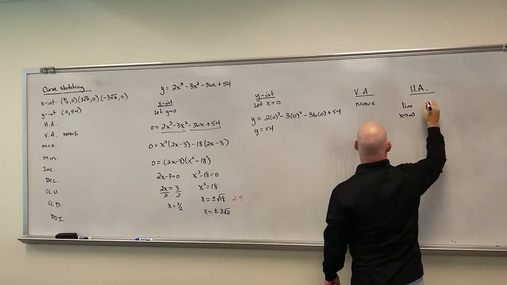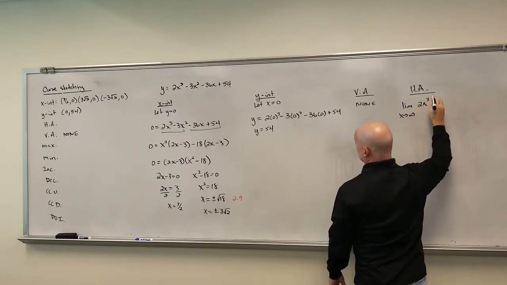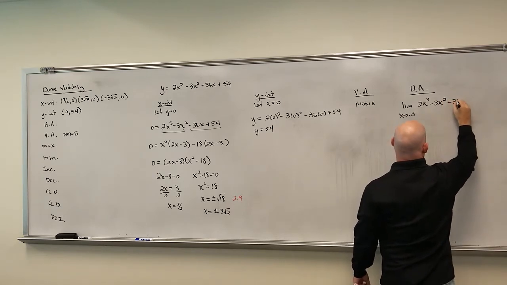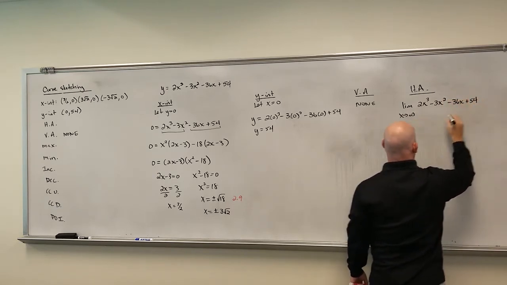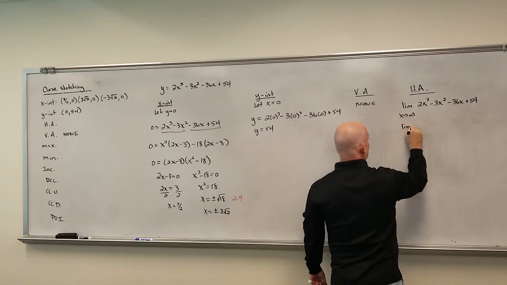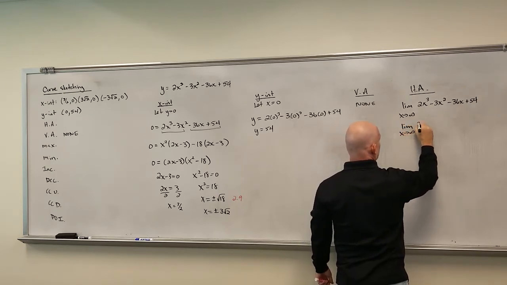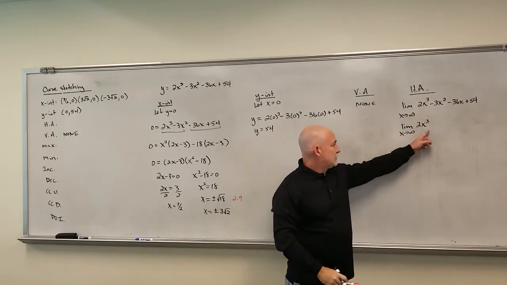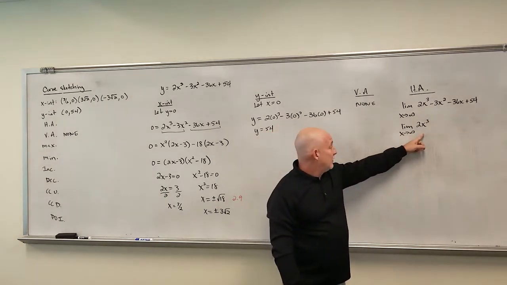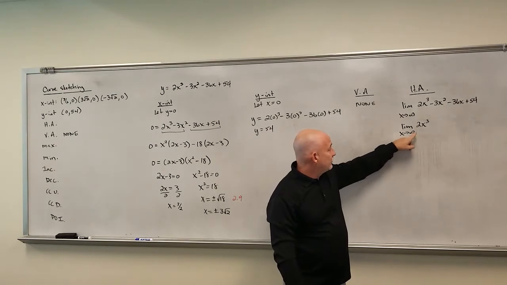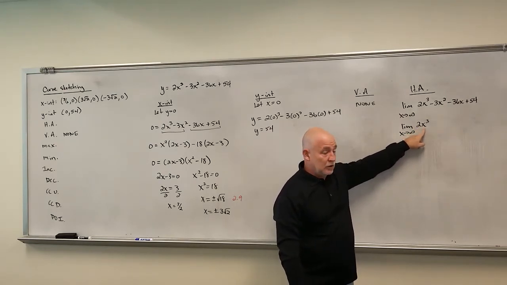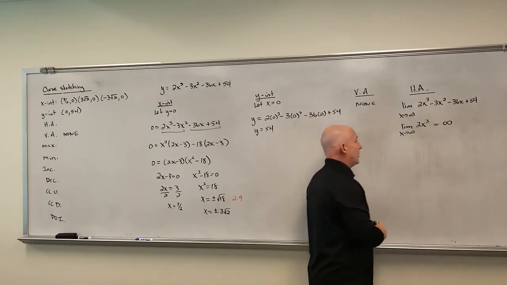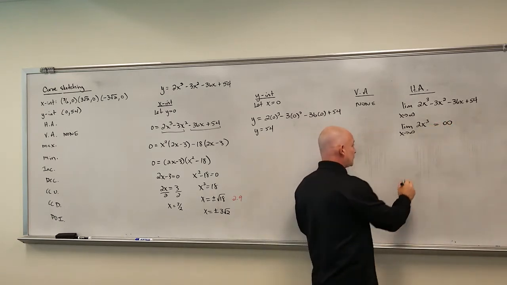For horizontal asymptotes, we need to take this and do the limit as x goes to positive infinity of 2x cubed minus 3x squared minus 36x plus 54. We know that as we head out towards infinity, all those lower terms aren't going to matter. So what happens to this expression as x gets bigger and bigger? Now x is positive, so 2 times a positive cubed is still positive. And of course, infinity cubed is infinity, so that's going towards positive infinity.